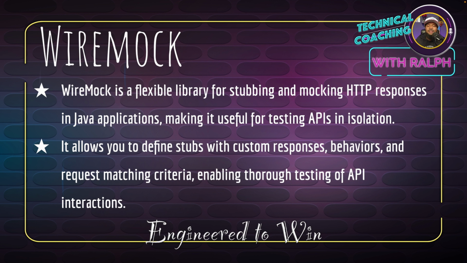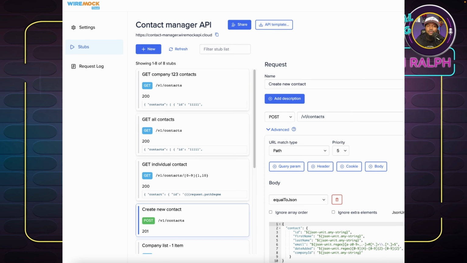Then there's WireMock. WireMock is a flexible library for stubbing and mocking HTTP responses in Java applications, making it useful for testing APIs in isolation. It allows you to define stubs with common responses, behaviors, and request matching criteria, enabling thorough testing of API interactions. So pretty much you don't need to have a full working API in order to be able to do the test. You can put some examples, and you can say, all right, this is our expectation, especially when it comes to mocking external APIs, things like that, in order to make sure that the development that you're doing with the API should be successful. And this is an example of how the WireMock tool would look.